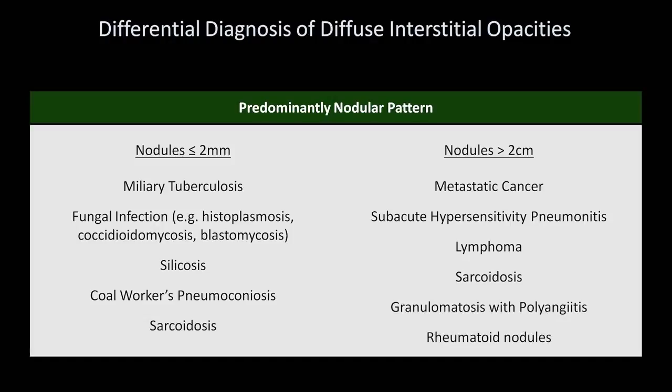You probably noticed that sarcoidosis has shown up on all 3 lists, which is because sarcoidosis has a wide variety of manifestations in the lung. Along with causing either reticular or nodular interstitial patterns, sarcoidosis can also cause alveolar opacities and is best known radiographically as a cause of prominent hilar lymphadenopathy.